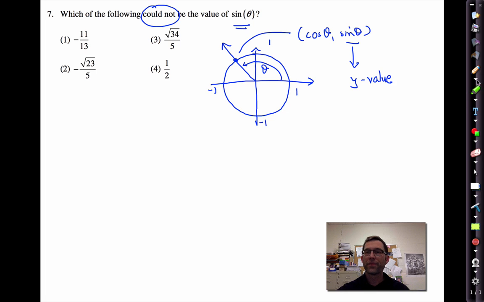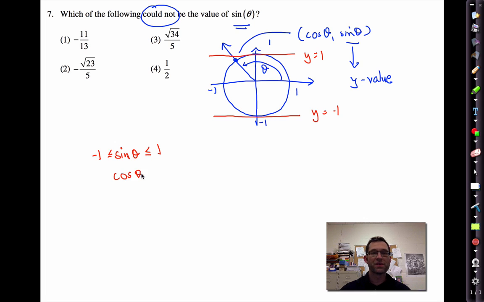But look, the y value will always have to be between 1 and -1, right? So that's true for both sine and cosine. The sine value must be between -1 and 1, and so does the cosine value. These are what are called bounded functions. They're always between -1 and 1. So really, the only values that could not be a value of sine are values that are bigger than 1 or less than -1.